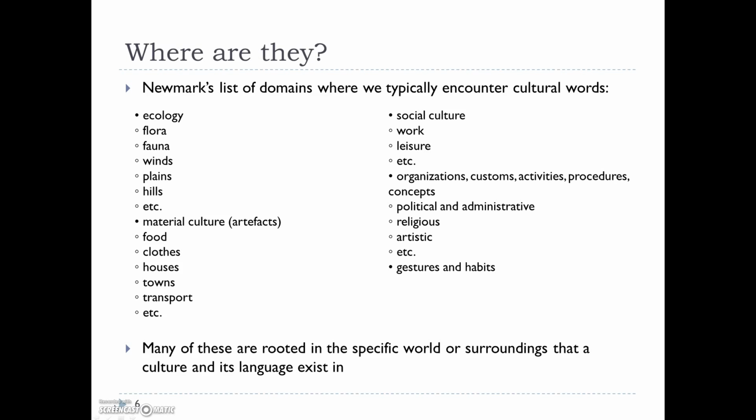So, where are we likely to find cultural words? Well, Newmark lists the following domains where we typically encounter them. For instance, we find them in the area of ecology. So, for instance, fjords, they're an example of this, right? Fjords are a unique sort of landscape feature which you find in some of the Scandinavian countries. We can also go down to material culture, and this is where you'll find food, for instance, but also items of clothing. Certain items of clothing are related to particular cultures.